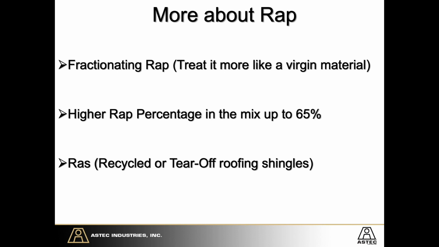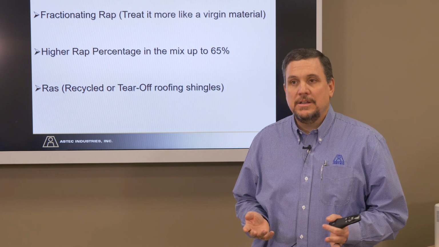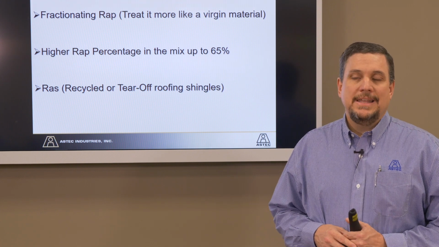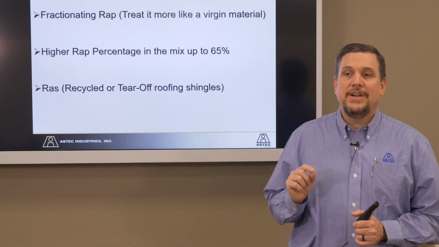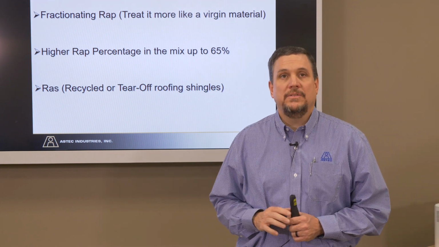RAS is another item that some people talk a lot about. It's recycled shingles or tear-off shingles, like coming from a manufacturing facility. There are several different ways to do that. You can use a conventional recycle bin for that. It makes it a little bit more difficult because usually you're putting in a very small percentage, less than 5% of the total mix of the plant.